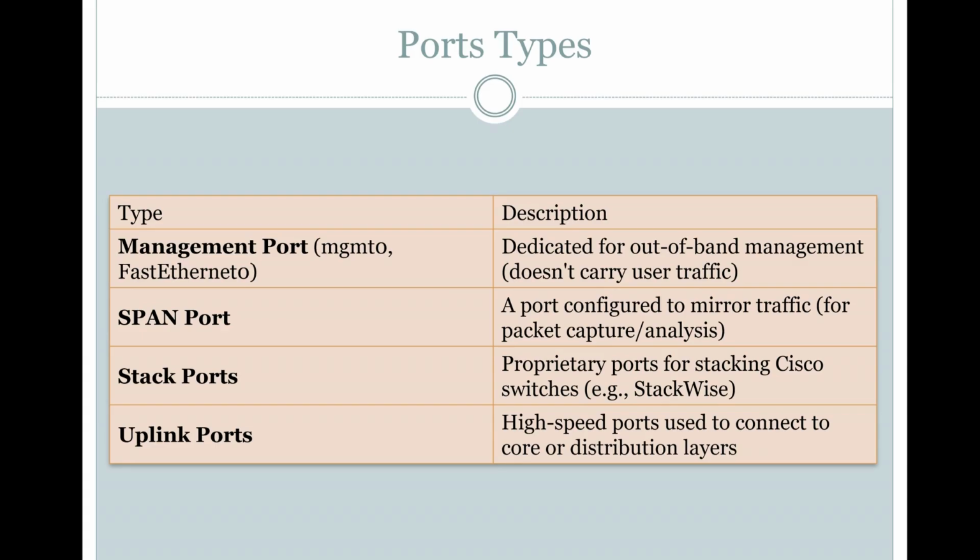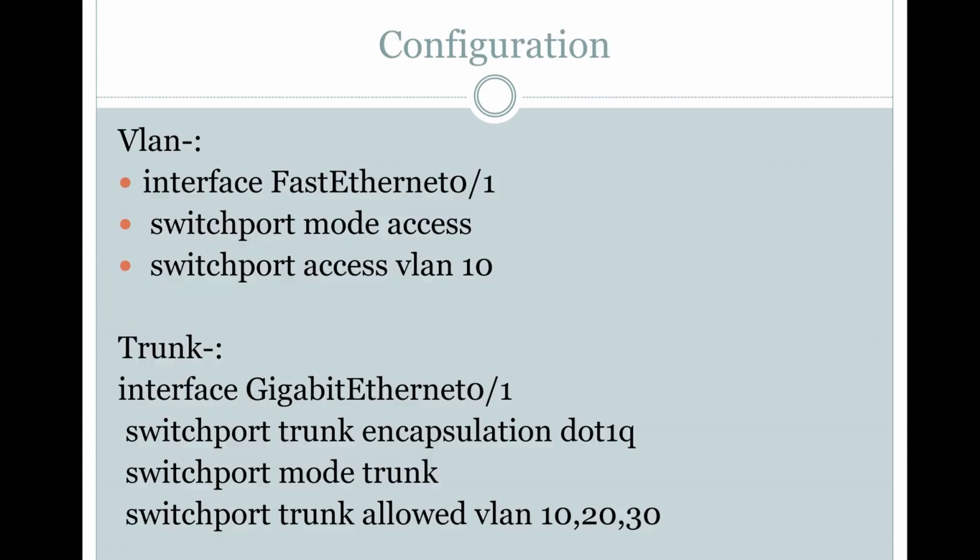Stack ports: stacking is a Cisco switch feature where we can form two physical switches into one logical switch. We connect a stack cable and then make them work as a stack. Uplink port is a high speed port used to connect the core to the distribution layer. In switches we have uplinks, which we connect towards the upper layer switches.